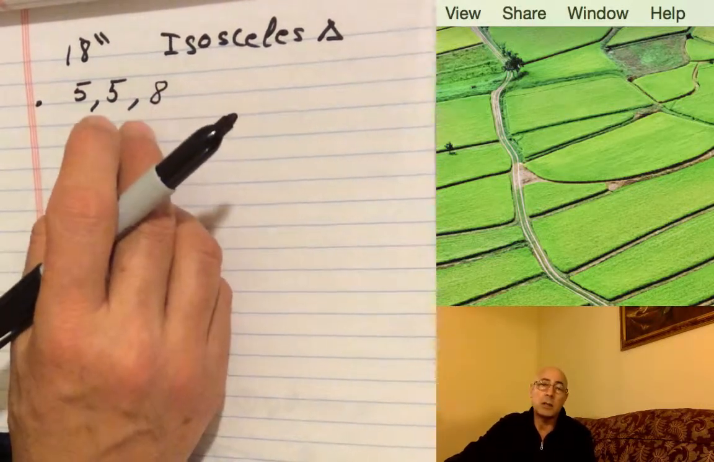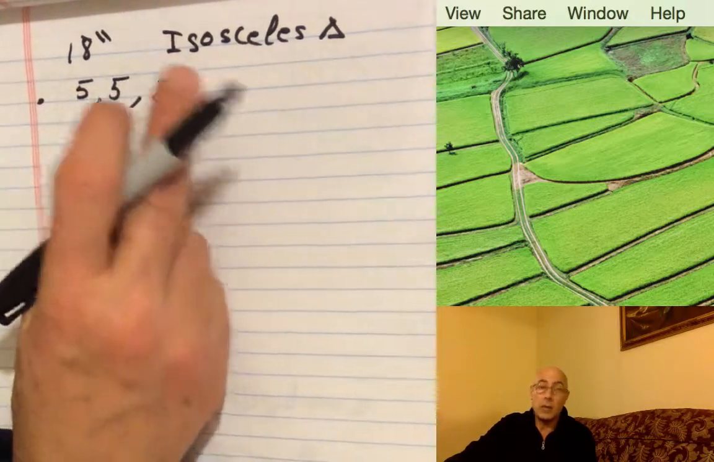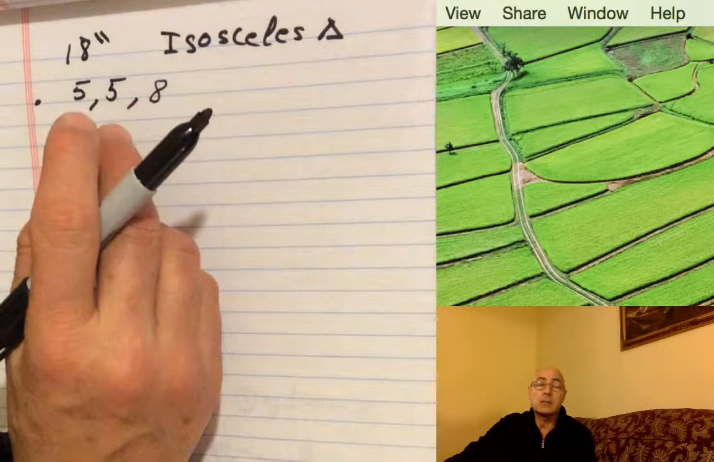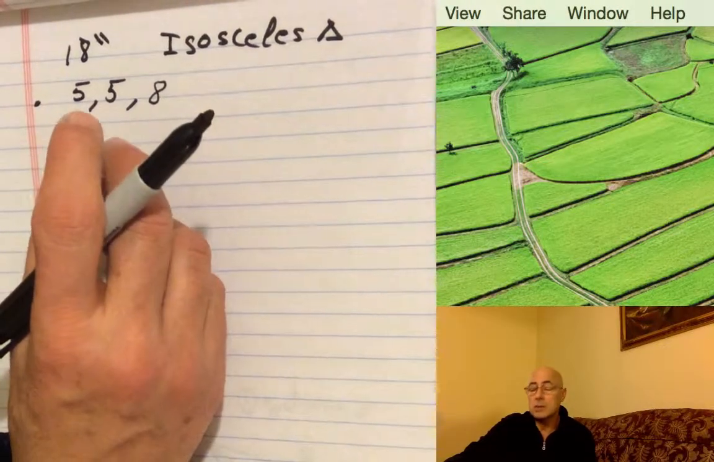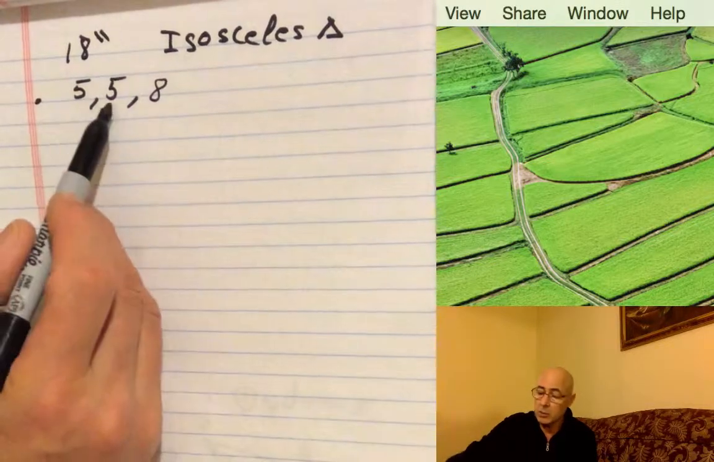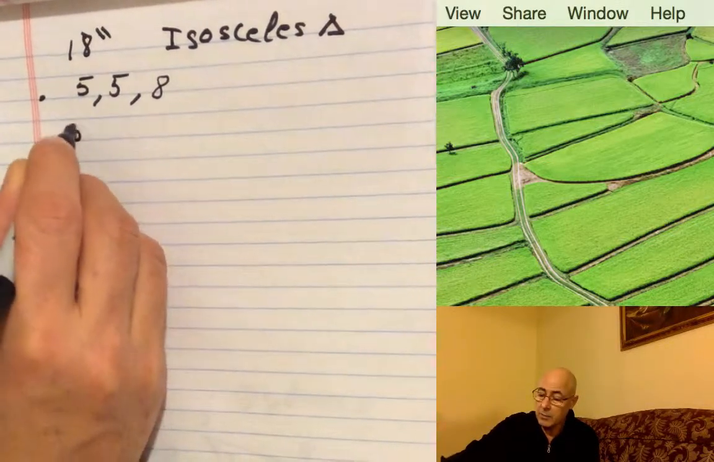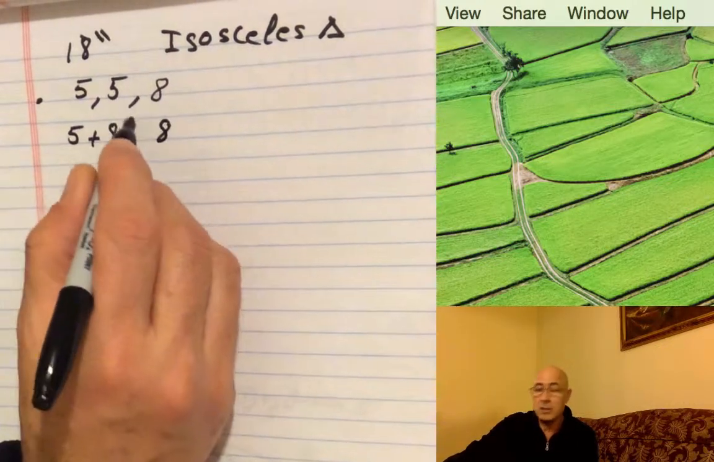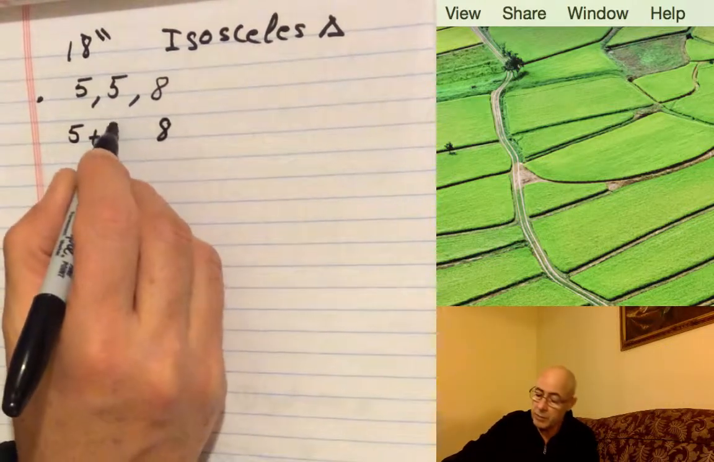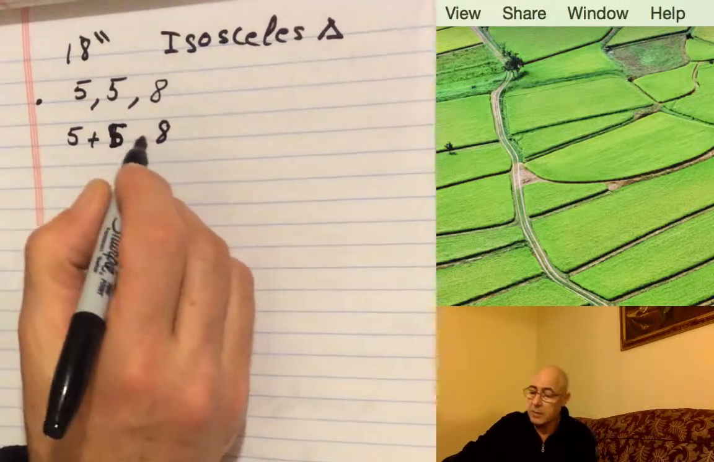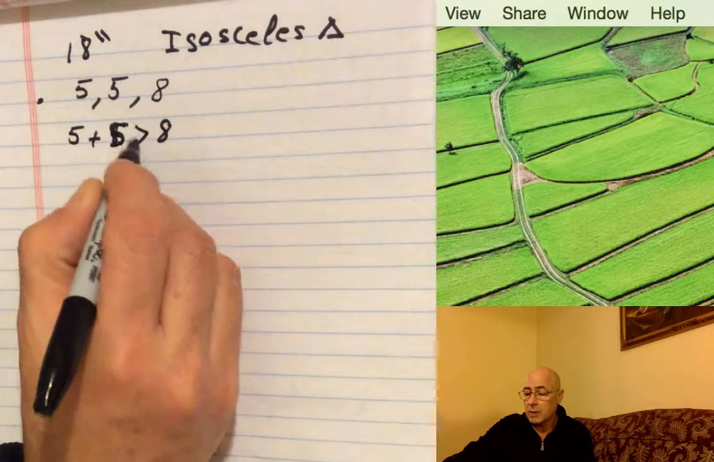Now I want to check, can I do a triangle using these measurements? What I mean by that is the sum of the 2 small sides is greater than the third side. Let's check. I'm going to take the 2 small sides, 5 plus 5. I'm going to compare that with the 8. Is 5 plus 5 greater than 8?